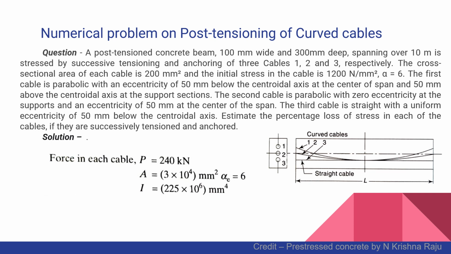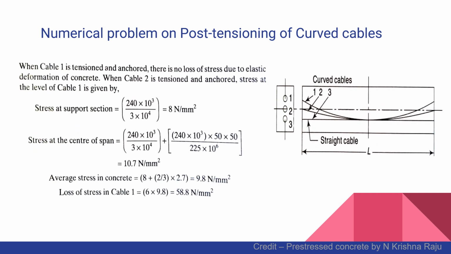First, calculate force in each cable, which is given in the question. Now, calculate area of cross section. Then, calculate moment of inertia by BD cube by 12, where B is 100 mm and D is 300 mm. When cable 1 is tensioned and anchored, there is no loss of stress due to elastic deformation of concrete.